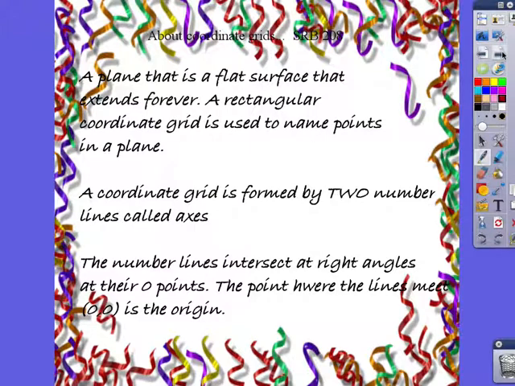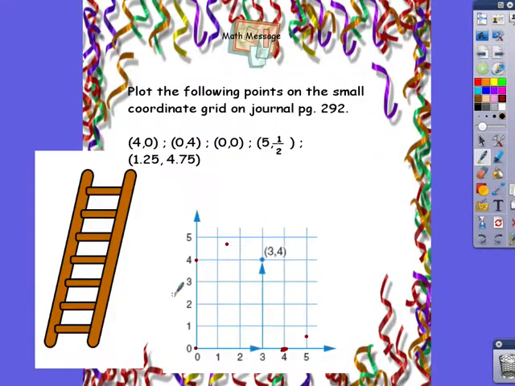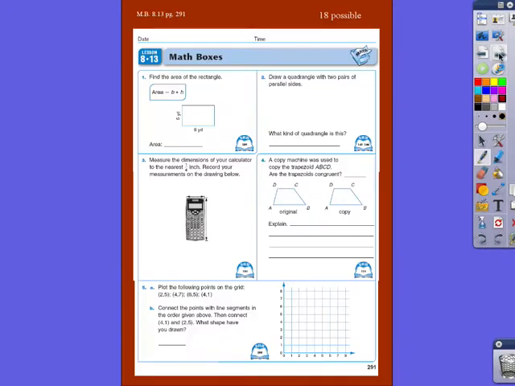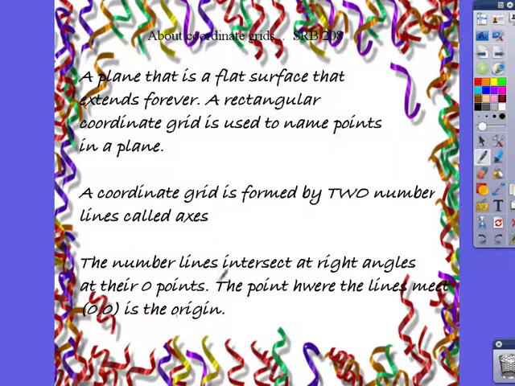A few things about coordinate grids. A plane is a flat surface that extends forever. A rectangular coordinate grid is used to name points in a plane. A coordinate grid is formed by two number lines called axes, or we've maybe heard axis. If we're taking a look back at this other page, this is an axis, plural axes. The number lines intersect at right angles at their zero. Where these two points meet, 0, 0, is the origin.